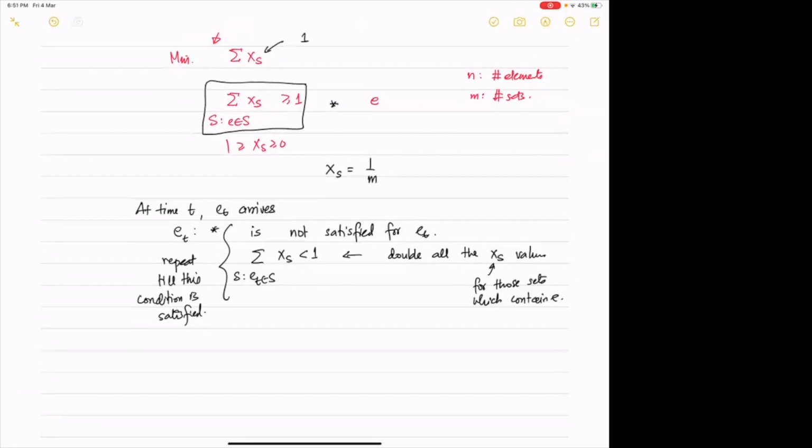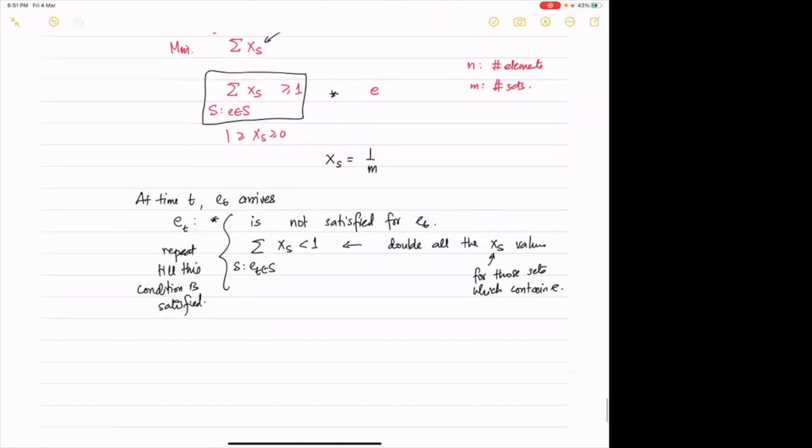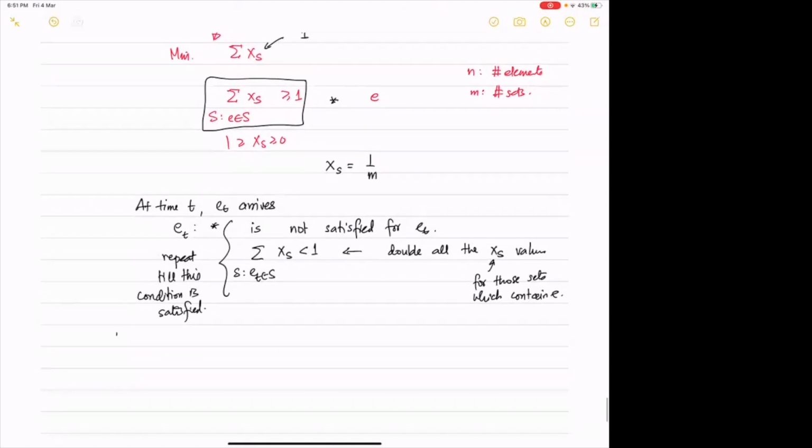Now to analyze this algorithm, one way would be to go through the dual, which works if you have a more general version of set cover. But for just this version, I can give you a very simple proof. So I want to prove that, okay, the claim is that this is big O of log n competitive.